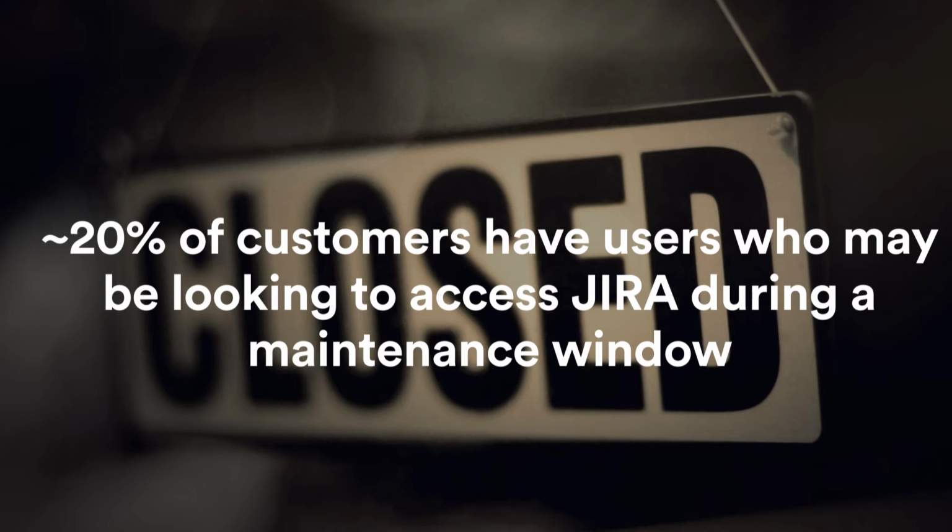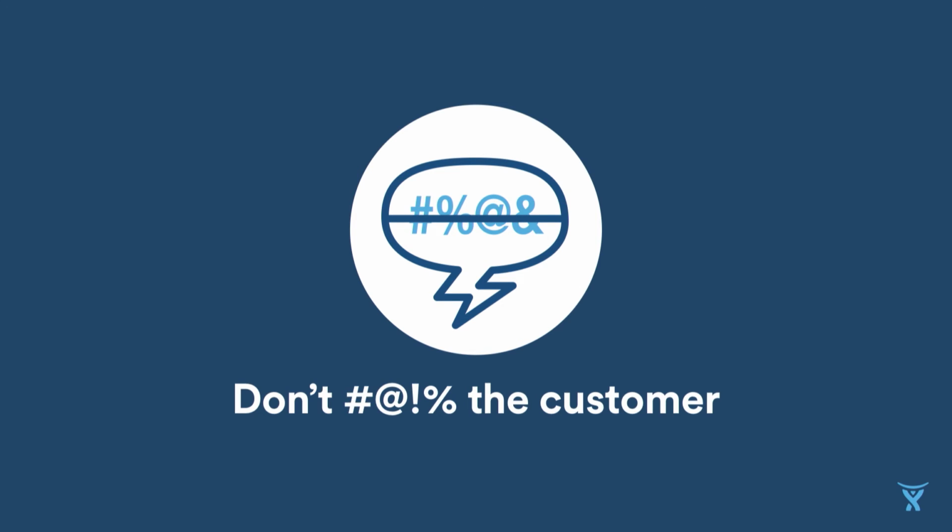And aside from customer feedback and this data we have, at Atlassian we also have some company values, right? And one of those company values is don't fuck the customer. So if we know this is a problem for our customers, we have to fix it.